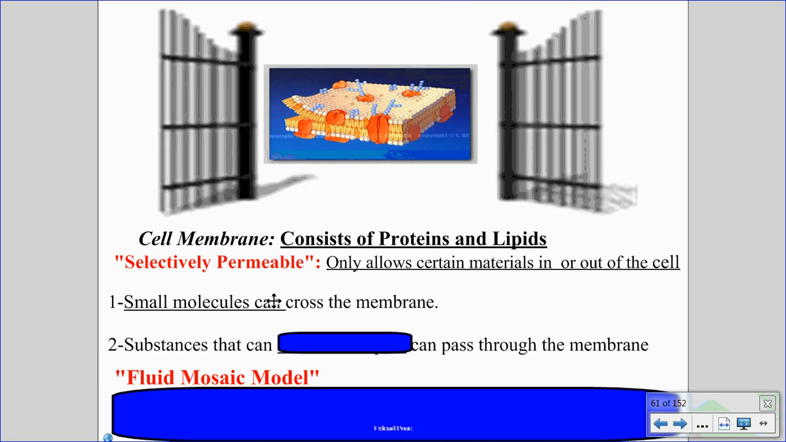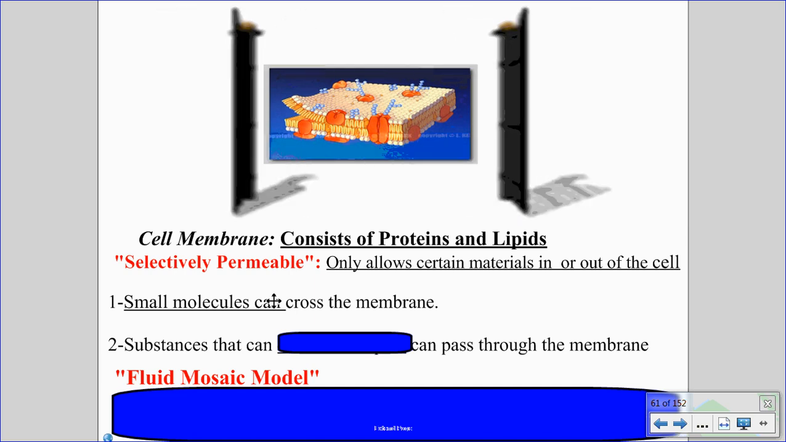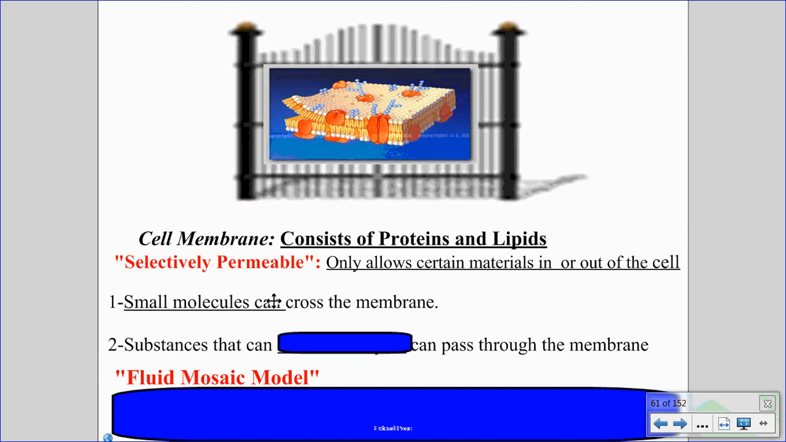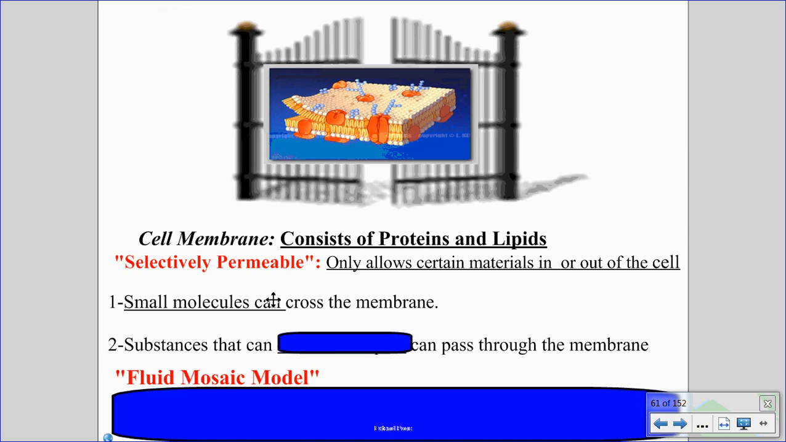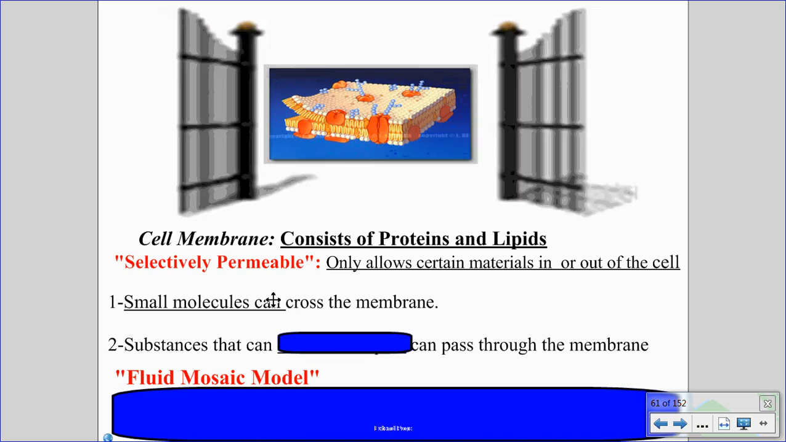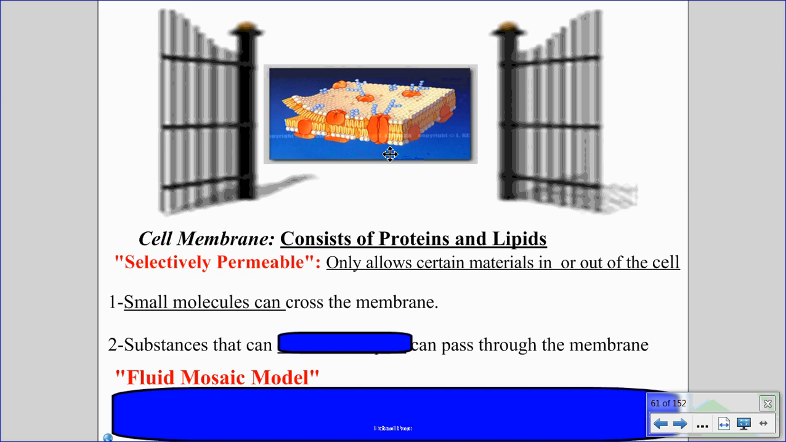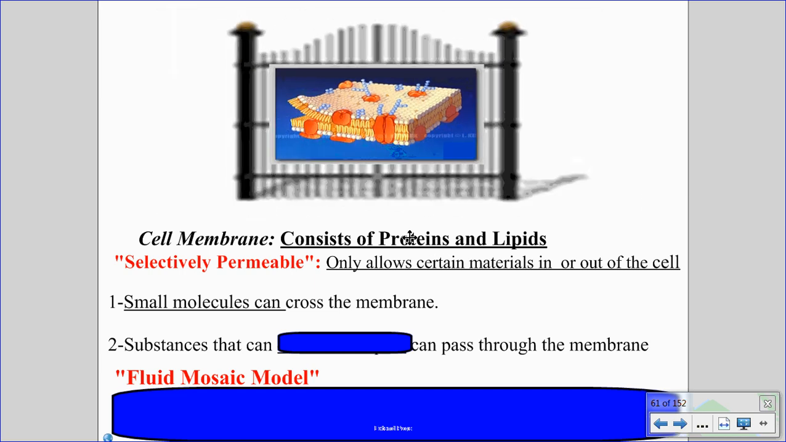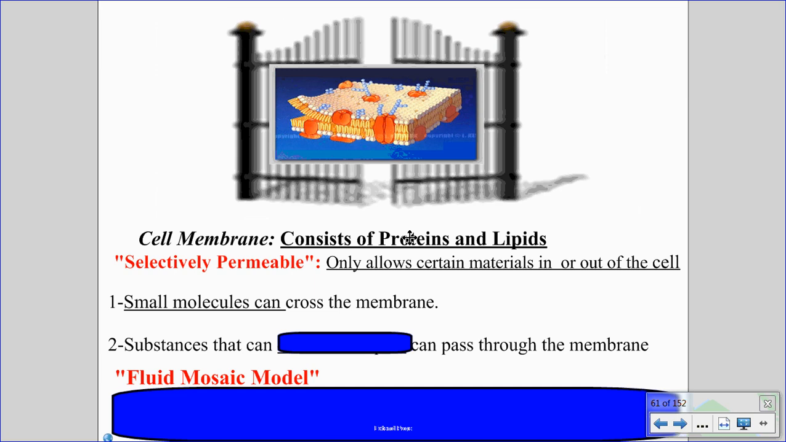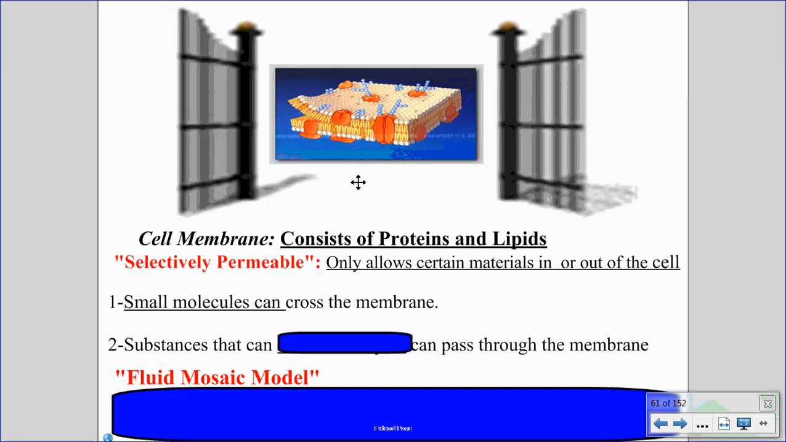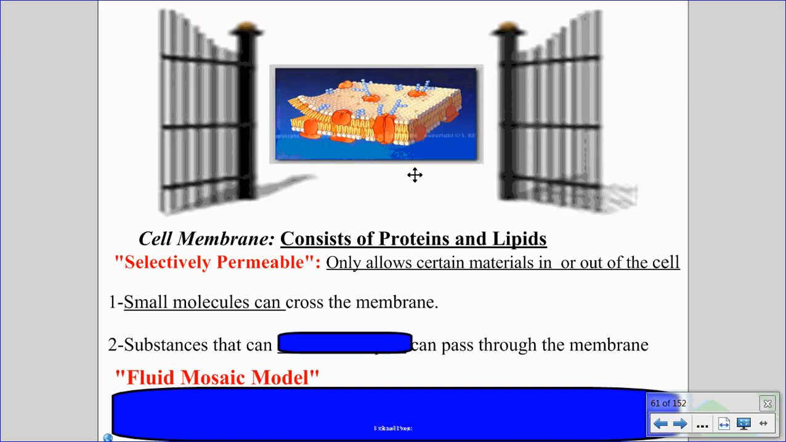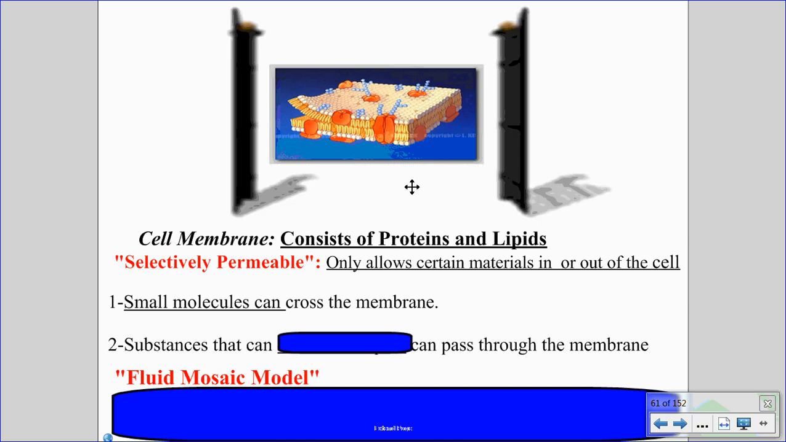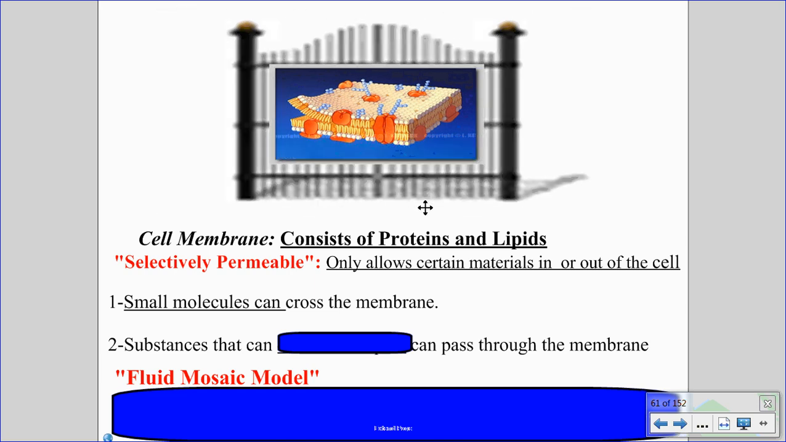Now, we've discussed in biochemistry small molecules like glucose, and we've discussed large molecules like starch. And so starch would have a very difficult time crossing a cell membrane, but glucose, being small, would be easily transported through the membrane. And so that's why starch must be digested into its building blocks, which are glucose molecules, to be able to get into our cells.